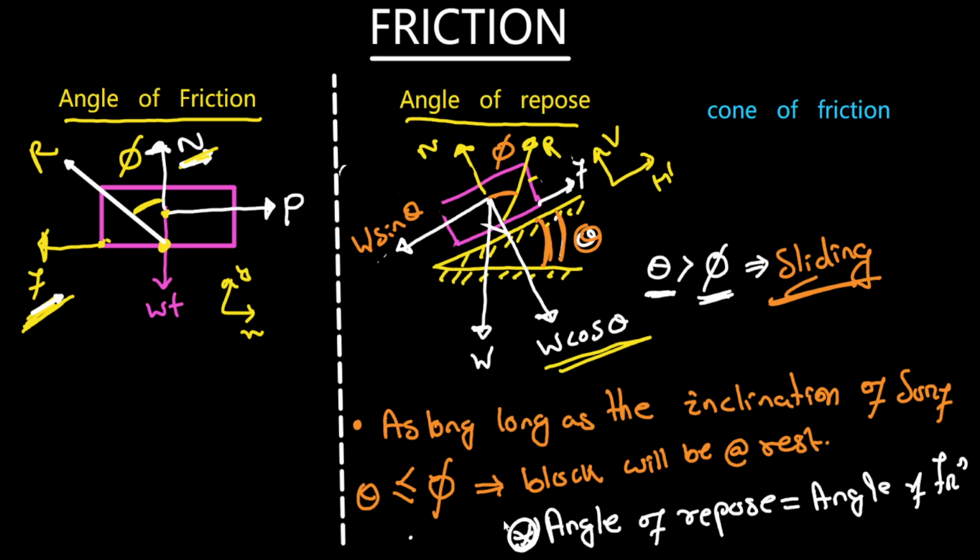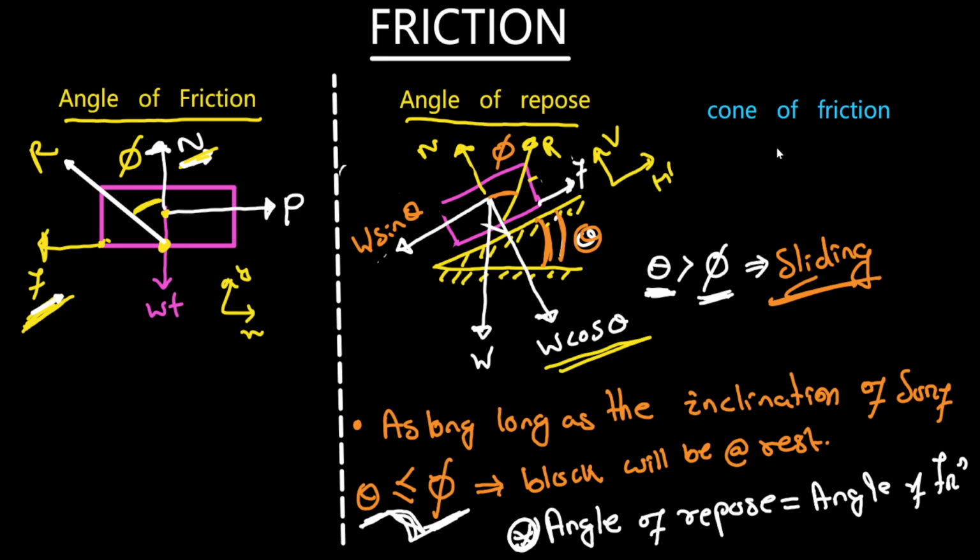Okay, when the inclination angle of the surface is less than phi, in this situation, the angle of repose is equal to the angle of friction. Getting my point? So he's saying the theta, the angle of inclination, should be less than the phi, the friction angle, so that the block will not slide automatically on its own. Okay, that is angle of repose.